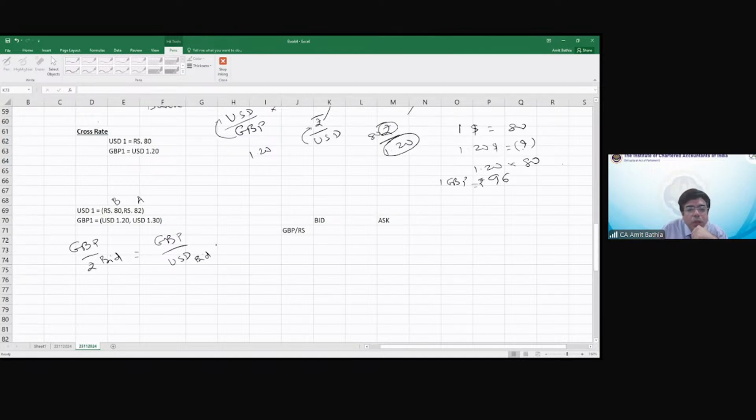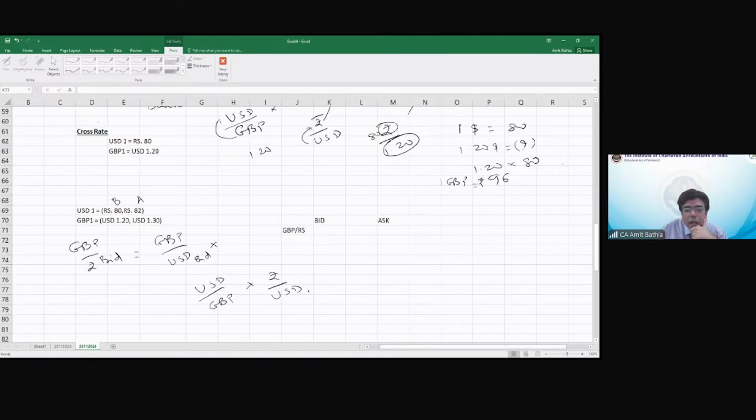So GBP upon USD, I want this bid rate. What I want is GBP to be the base, to be the quoted currency. So I want GBP in the denominator and USD in the numerator. Mathematically speaking, wouldn't this serve me better, say, when I'm doing rupee upon USD? Because then USD gets cancelled, and I get the rupee upon GBP rate.